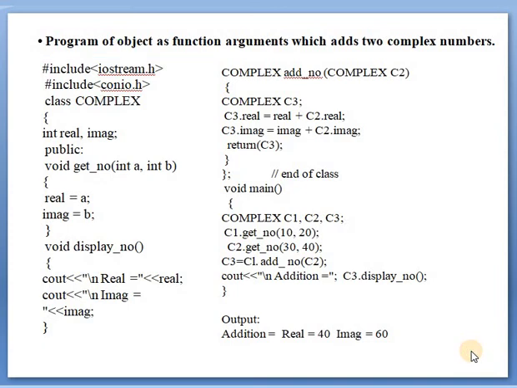In a complex number, we have to add the real numbers first and then the imaginary numbers. So in this function, first we add the two real numbers of the C1 object and C2 object, and second we add the imaginary number of the C1 object and the imaginary number of the C2 object, and store these in the third object. So this is nothing but passing an object as a function argument and returning the object.